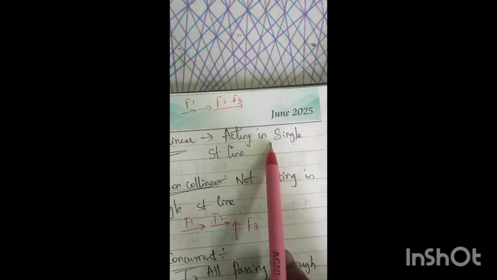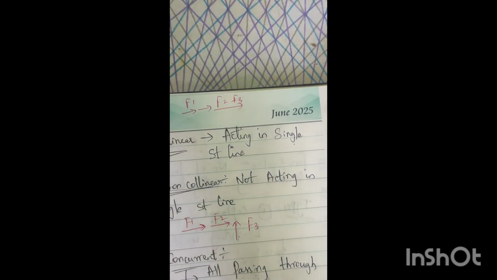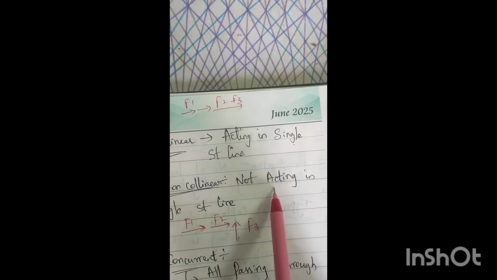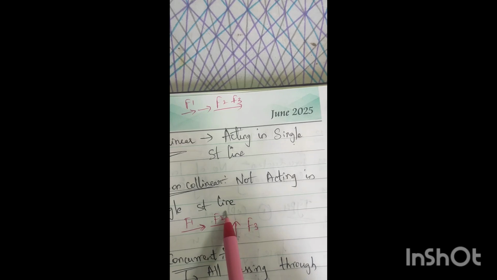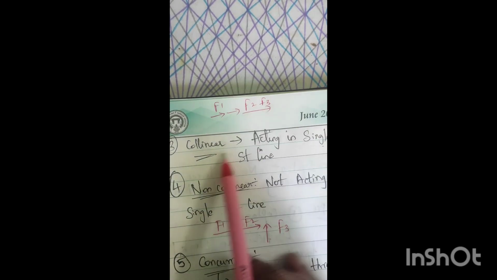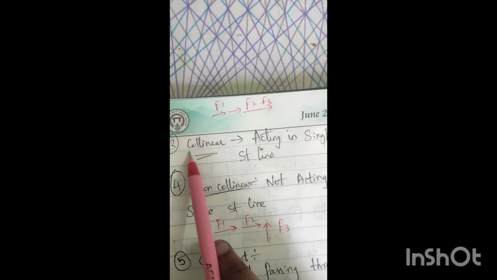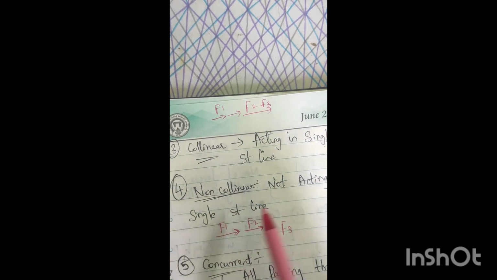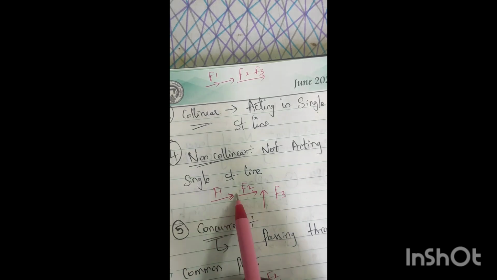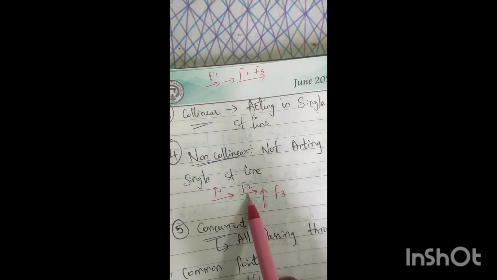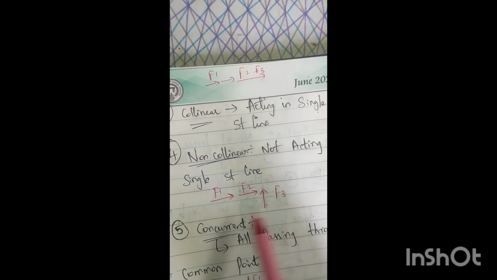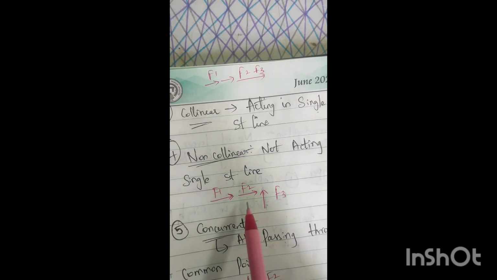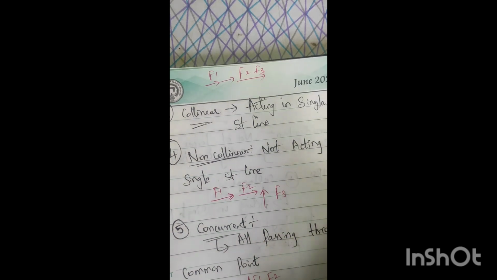The fourth one is non-collinear forces. Collinear means acting in a straight line, and non-collinear means the forces are not acting in a single straight line. It is just the opposite of the previous one. Collinear: acting in a single straight line. Non-collinear: not acting in a single straight line. For example, here F1 is acting in the horizontal direction and F2 is acting in the same horizontal direction, but F3 is acting perpendicular to them. So these are non-collinear forces.